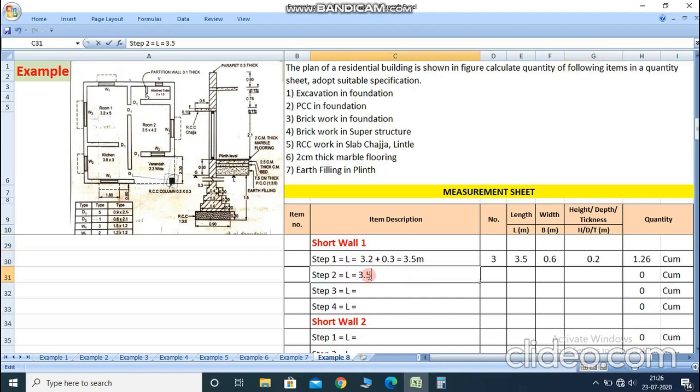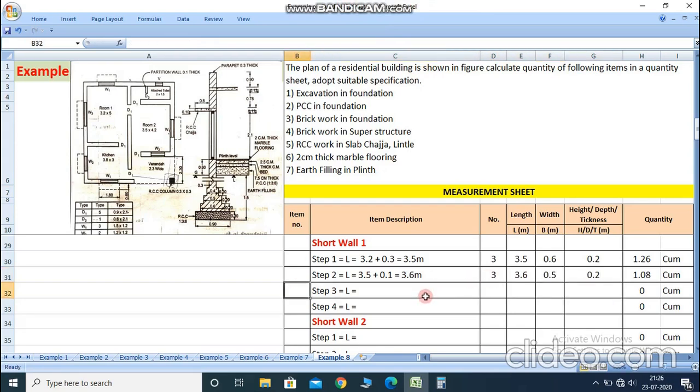Now we calculate step 2. So right here 3.5 for the first step. Then after that the difference between 0.6 and 0.5, the difference is 0.1. So plus 0.1. So the answer we got is 3.6 meter. Clear? So 3.6 meter is the answer. So right here the number is 3, length is 3.6, width is 0.5, and thickness is 0.2.